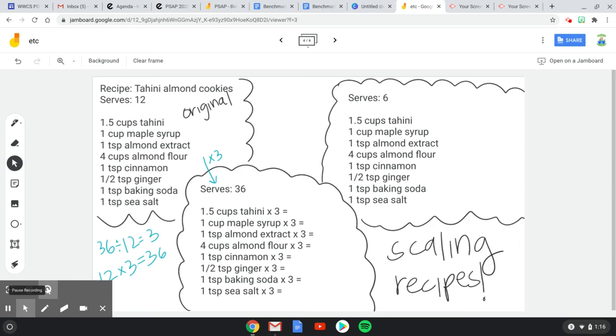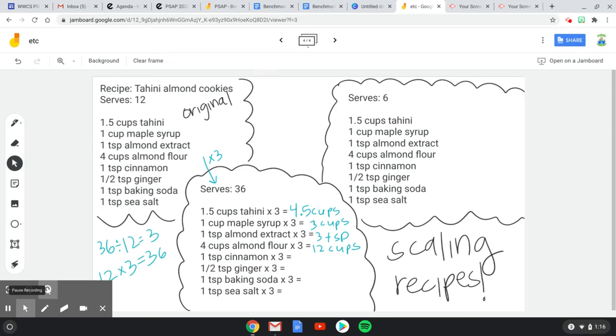So when I go through and multiply 1.5 cups of tahini by 3, I get a total of 4.5 cups. 1 cup of maple syrup times 3 gives me 3 cups. 1 teaspoon of almond extract times 3 gives me 3 teaspoons. 4 cups of almond flour times 3 means I'm going to need 12 cups of almond flour.